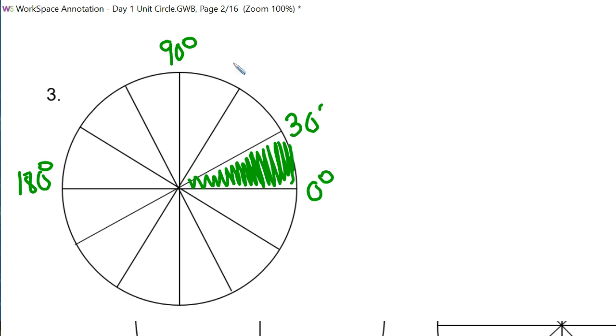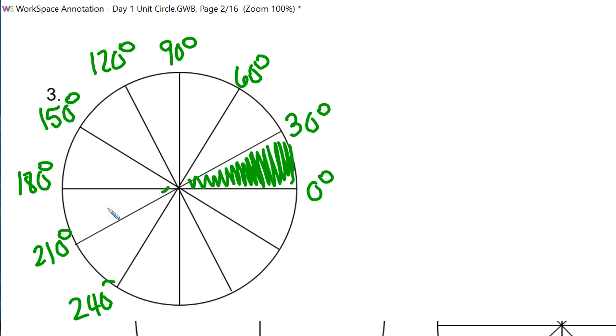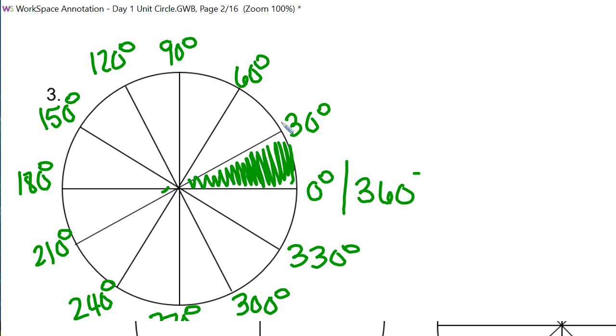So 30 plus 30 gets us to 60. 60 plus 30 gets us to 90, plus 30 gets us to 120. 120 plus 30 gets us to 150. 150 plus 30 gets us to 180. And 180 plus 30 gets us to 210. 210 plus 30 gets us to 240. 240 plus 30 gets us to 270. 270 plus 30 gets us to 300. 300 plus 30 is 330 degrees. And 330 plus 30 would be 360 degrees.